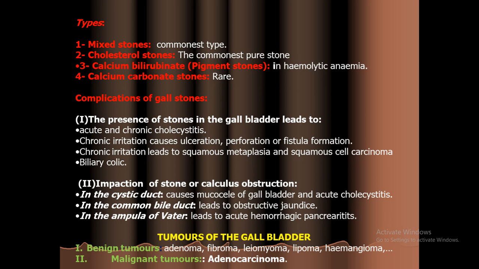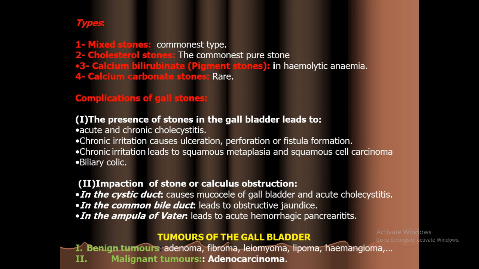Now, we have to know what the types of stone are. The commonest type, and this is a question for MCQ, the commonest type is mixed stone. This is the commonest type, but sometimes it's not mixed, it's pure. It's formed only of cholesterol, and this is the commonest pure stone. Be careful here for the question. If the question was what is the commonest type, it will be mixed. What is the commonest pure type? It will be cholesterol stone.